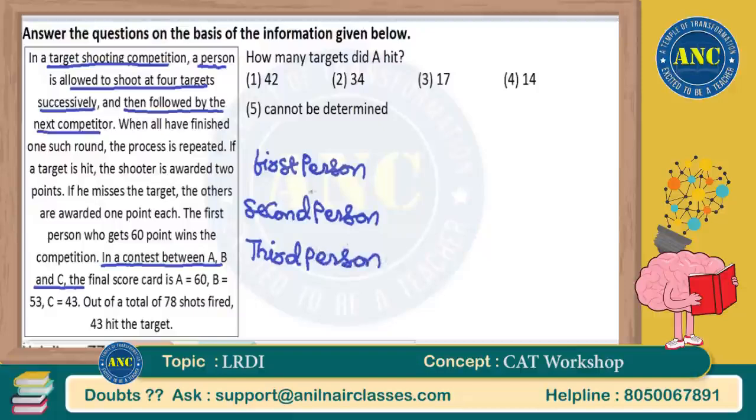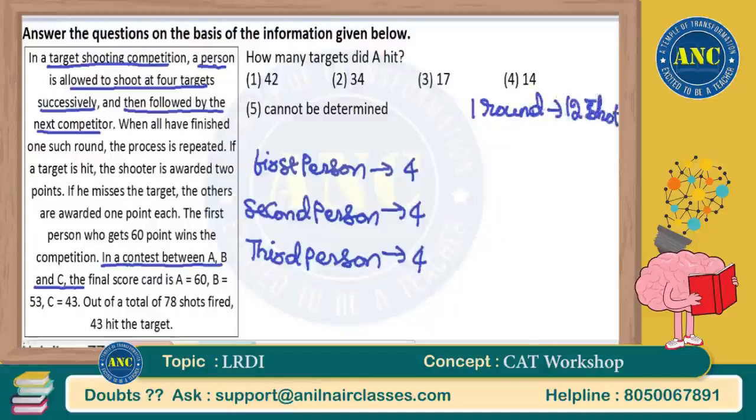First person, we don't know who is the first person. First person will shoot at 4 targets. Second person will shoot at 4 targets. Third person will shoot at 4 targets. That means in one round, how many shots are over? 12 shots are over. Totally, how many shots are fired? 78 shots are fired. 78 means if I take 72 shots, that means 6 rounds are over. 6 rounds are over. I hope it is clear.